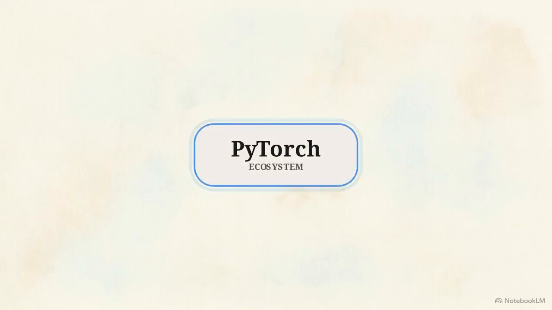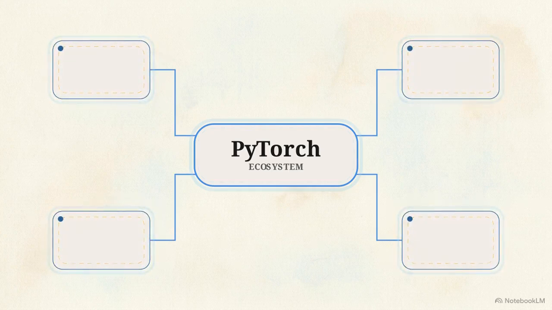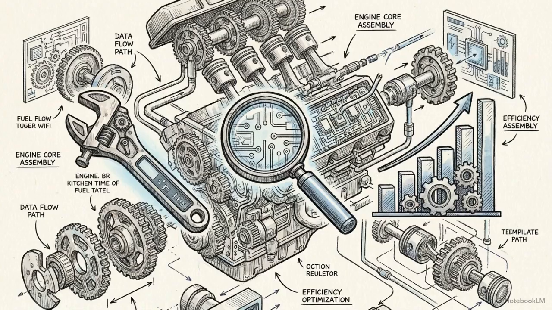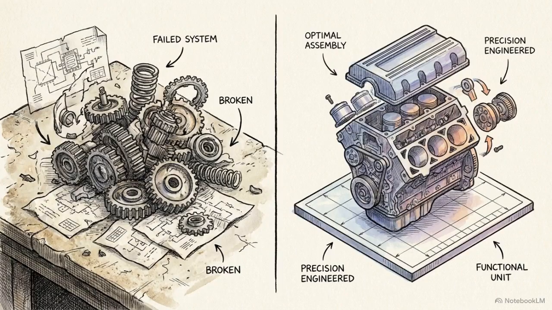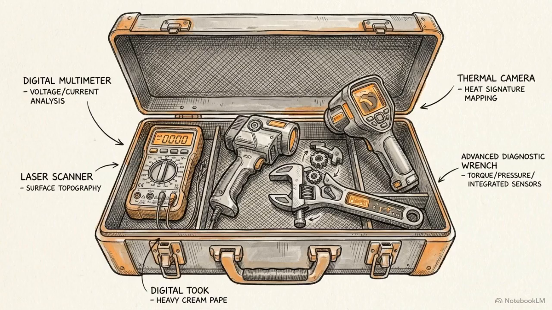The PyTorch ecosystem has 4 specific libraries designed exactly for this purpose, to diagnose, fix, and upgrade your AI engine. Once you learn how to use these 4 tools, you stop guessing. Building AI goes from a frustrating cycle of trial and error into precise, predictable engineering. Let's open up the toolkit.